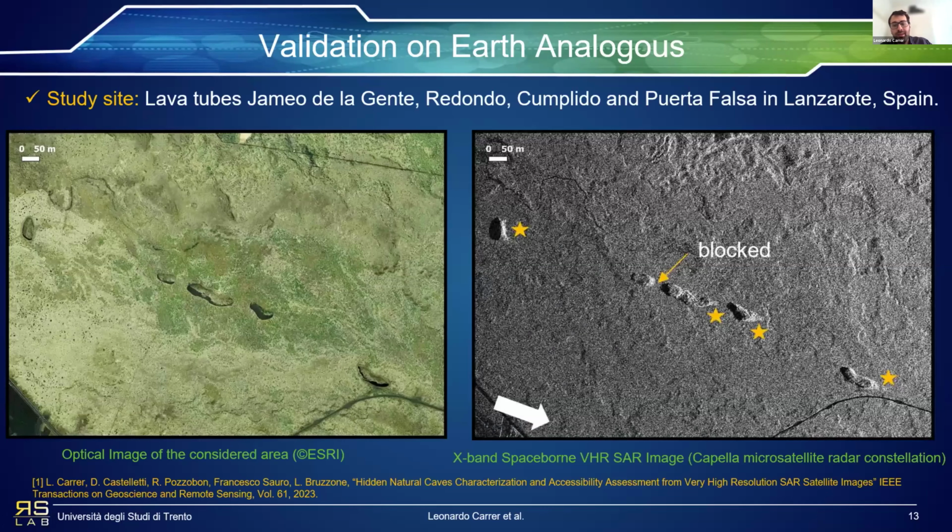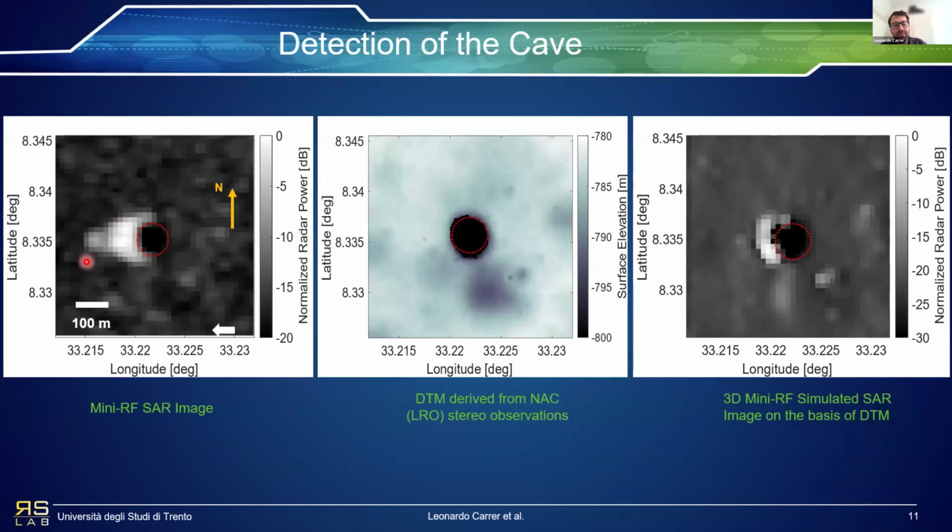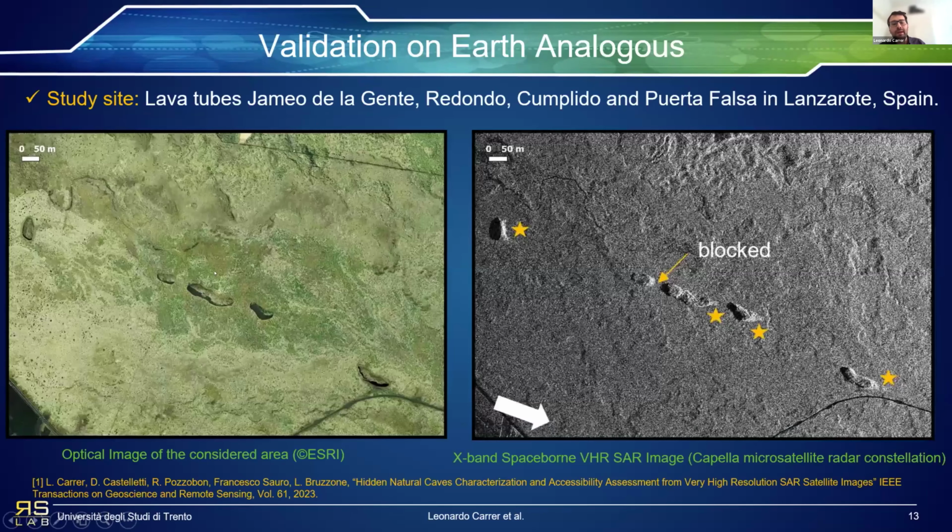How did we know that in fact these anomalies on the left were coming from the cave? Well, what we did before is that we spent many years analyzing similar images acquired on Earth by a similar synthetic aperture radar sensor. So we had two similar sensors, one orbiting Earth and one orbiting the moon. And so we acquired images over some collapsed lava tube sections. Here I show an example of Lanzarote. And then you can see here on the right, the radar image corresponding to the optical image.